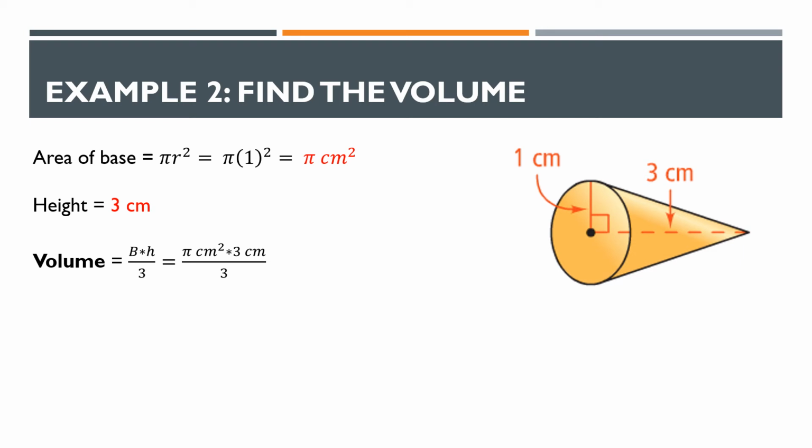And then the volume, it'll be base times height divided by 3. Our base is pi centimeters squared. Our height is 3 centimeters, and we're dividing that by 3. So when I simplify that, I get pi centimeters cubed.